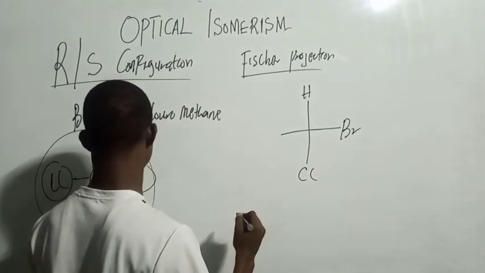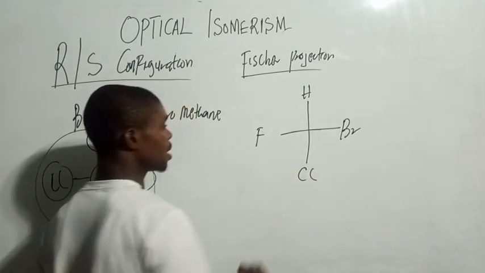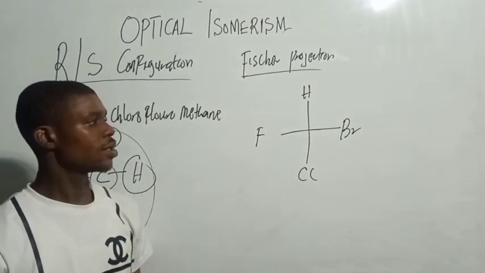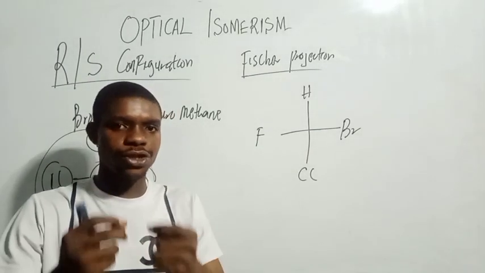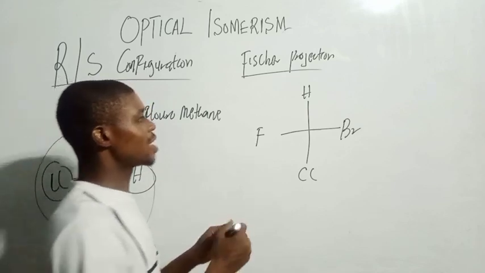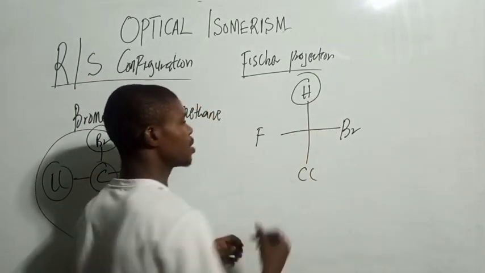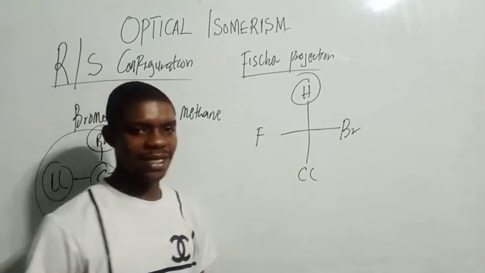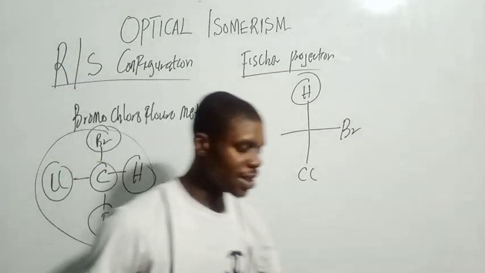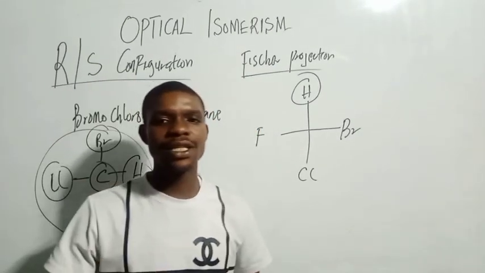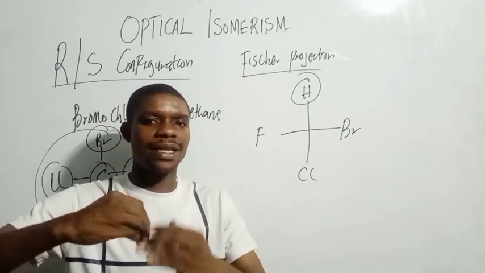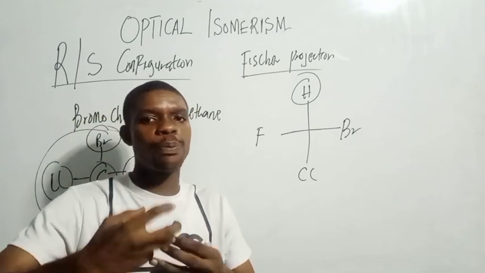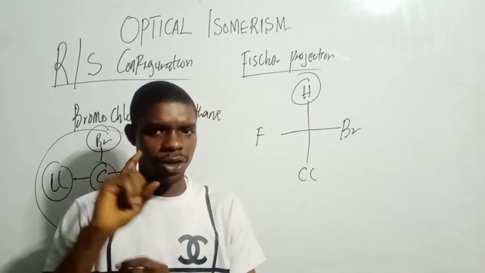CL and I can have what? F here. Do you see that? Let me understand. So you are the one that will draw it the way you want to draw it. But always indicate that the least priority group should always be at the vertical bond. Do you get that? Now, do you know the reason why? Because the least priority atom or group should always be at the vertical bond because they want to point away from the viewer. Do you understand?